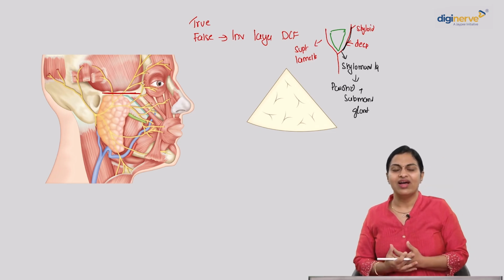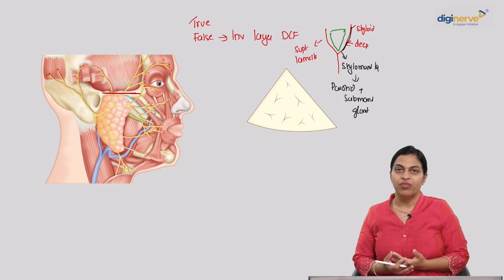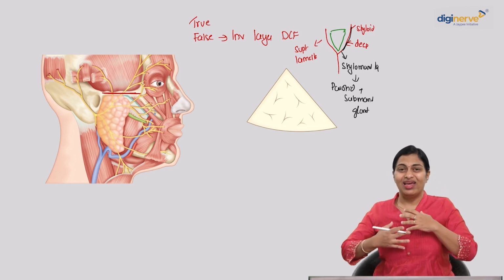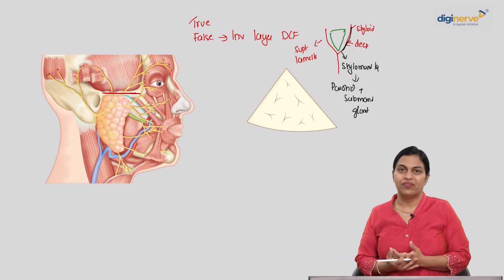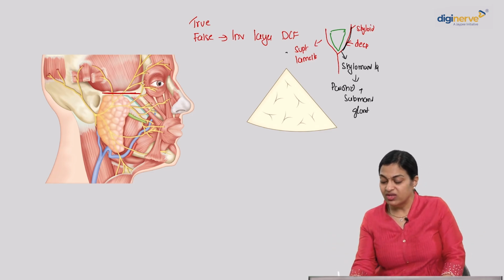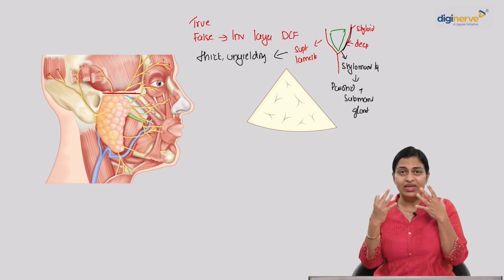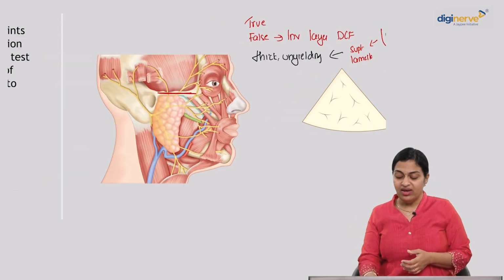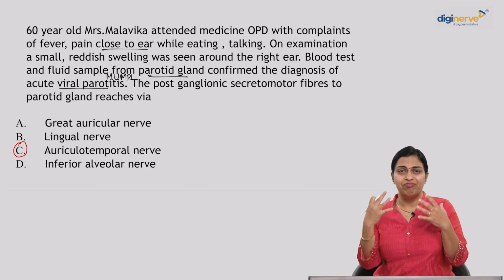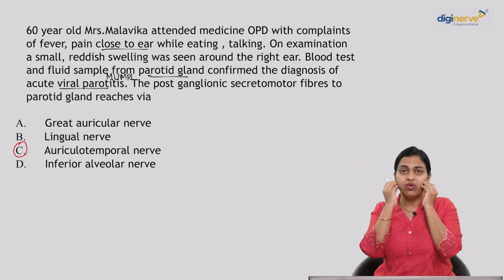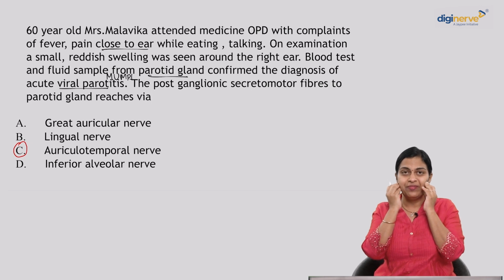Another thing they recently asked in one of the competitive entrance exams was that any small swelling of the parotid gland produces severe pain. It is because this superficial lamella is thick, unyielding, very strong, so that even a small swelling produces severe pain. And even in this case, we saw a patient had pain around the ear during talking, eating, right? Because of the close relation of the parotid gland to the temporomandibular joint.